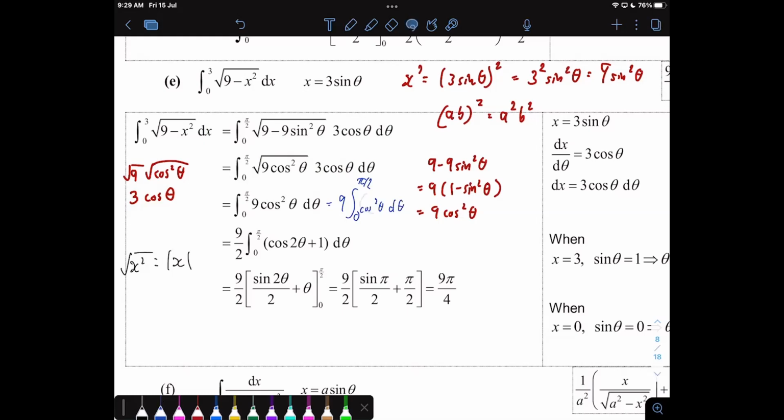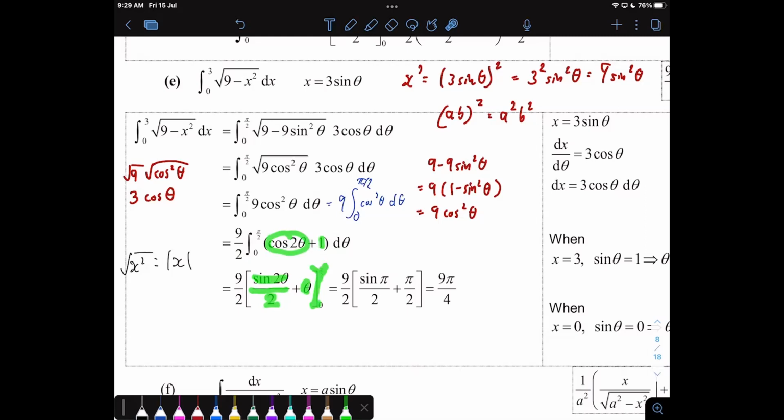Okay, I think by now you are bored already. Cosine square theta d theta. I'm sure you know how to do it already. It's just cos 2 theta plus 1 divided by 2. But you can factor out the half. So you get 9 over 2 integral cos 2 theta plus 1 d theta. Now you can integrate them term by term. Integrate cosine 2 theta, you get sine 2 theta, but make sure with the chain rule you divide by 2. Integrate 1, you get theta.